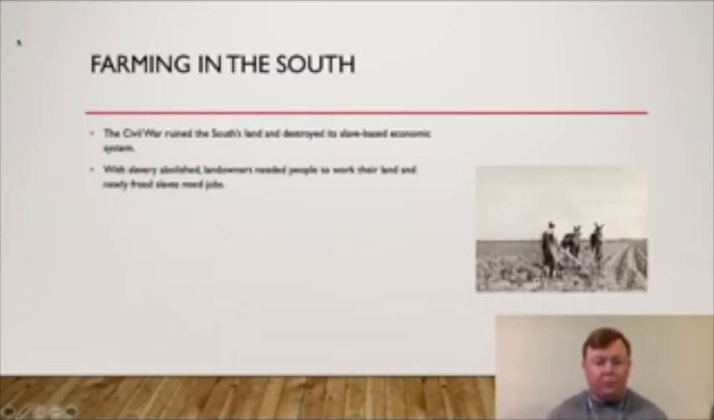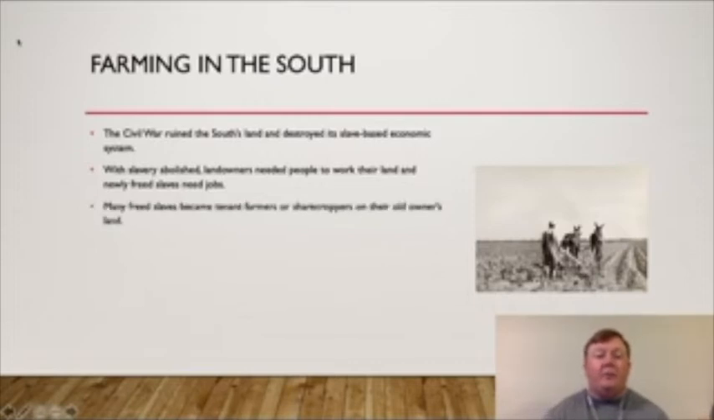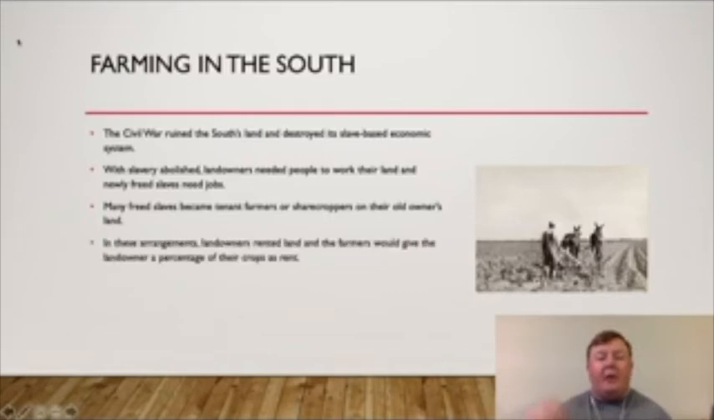So with slavery abolished, landowners needed people to work their land, and newly freed slaves needed jobs. Again, these are slaves that really have only done one job in their life, and that is farm. So they kind of go back to what they're used to. So many freed slaves become tenant farmers or sharecroppers on their old owners' land. And we'll get into tenant farmers and sharecroppers right here.